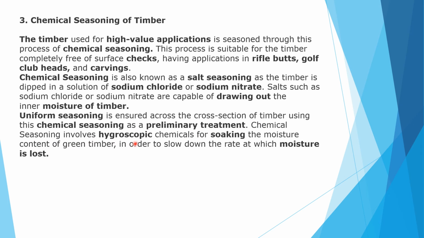Chemical seasoning involves hygroscopic chemicals for soaking the moisture content of green timber in order to slow down the rate at which moisture is lost.